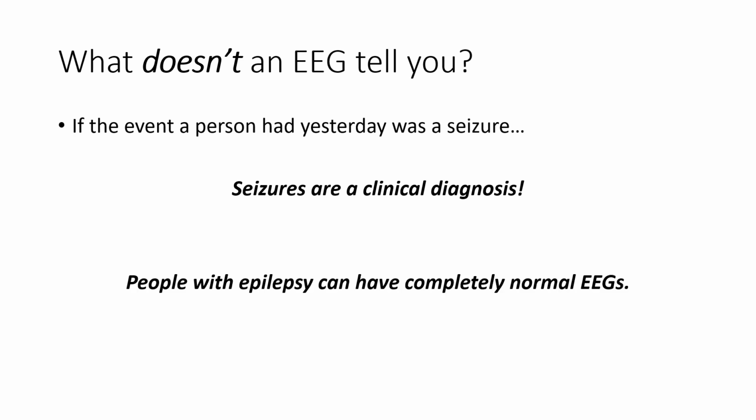And importantly, people with epilepsy can have completely normal EEGs. Remember, we only do EEGs for 20 to 25 minutes, and it is totally possible for someone with even severe epilepsy to have normal brain activity for 20 minutes. And so a normal EEG does not exclude a diagnosis of epilepsy. And this is really, really important.